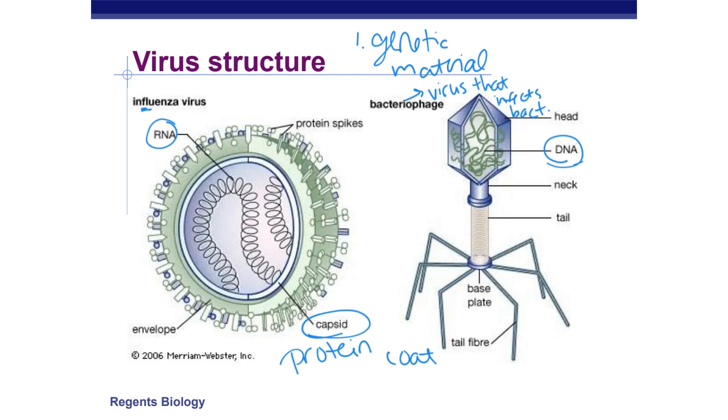And we'll talk about that in the next video. We'll cover how viruses make us sick and how they reproduce. So the capsid is the protein coat that is going to surround it. Okay? Some viruses have an envelope.